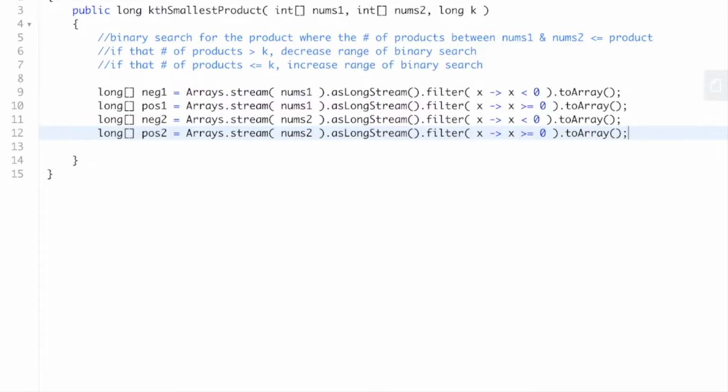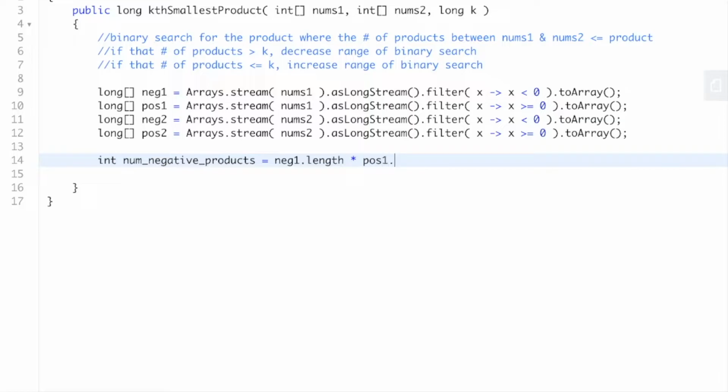Now what I want to know is whether k falls into the range of negative products, or in the range of positive products. So first of all, how do we get the number of negative products? int numNegativeProducts equals the neg1.length times pos1, or sorry, pos2.length, because we have to multiply something from nums1 by something in nums2.